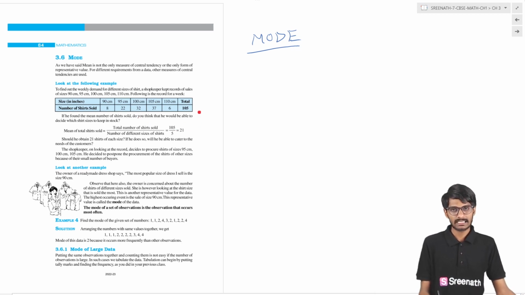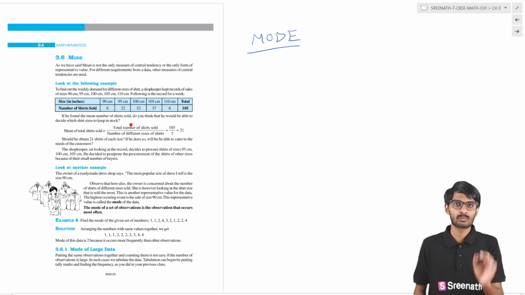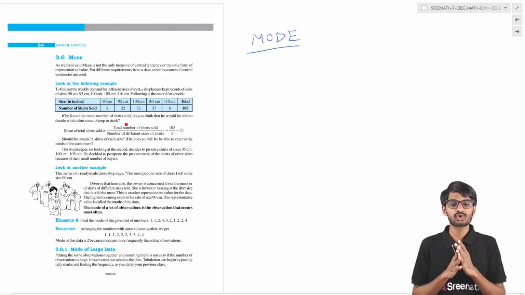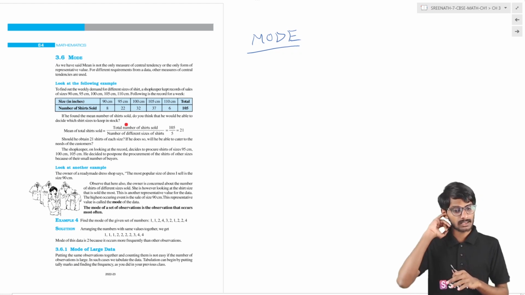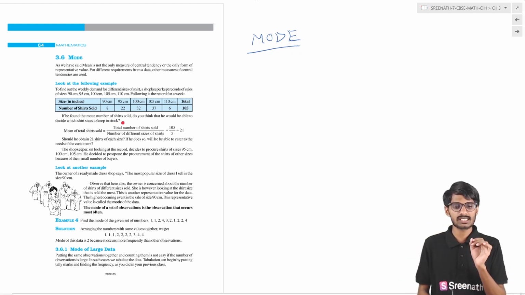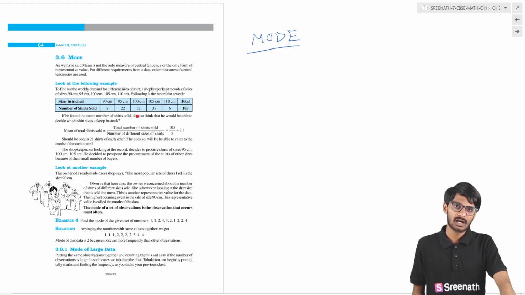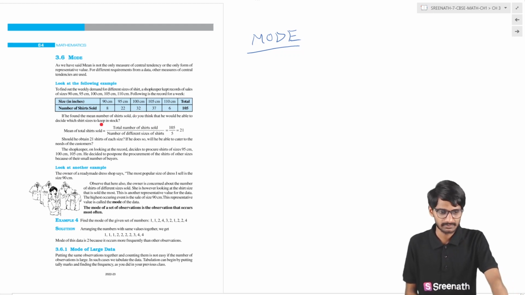So what he has to do is buy new shirts, and those shirts have to be sold frequently and easily in a short time. For that, he has to select which size shirts are sold most easily.